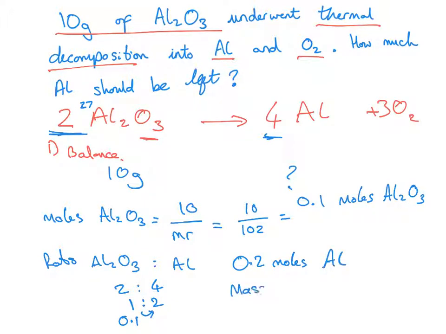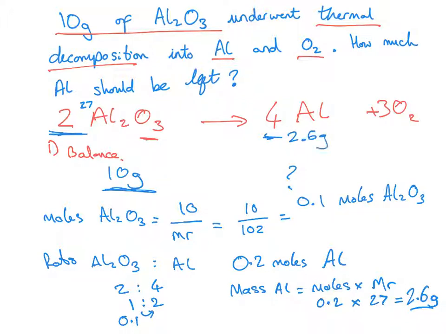Finally, my mass of Al is moles times mR. So moles is 0.2, mR is 27. Gives me an answer of 2.6 grams. So if you start with 10 grams of that and you thermally decompose it, you will create 2.6 grams of aluminium, and the rest will leave as oxygen.